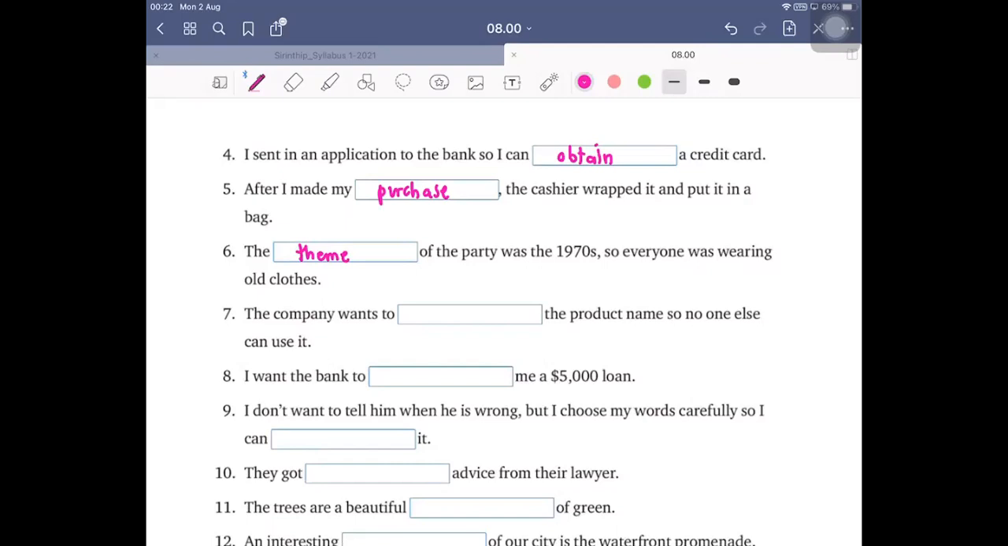Okay, so number 7, the company wants to trademark the product name so no one else can use it. In this case, it's not just the product itself, but it's the name of it. We're talking about the name, so no one can use the same name as you. It's very similar to when you set up an Instagram account or a Facebook account. No, actually Facebook account wouldn't work because you get people with the same names, right?